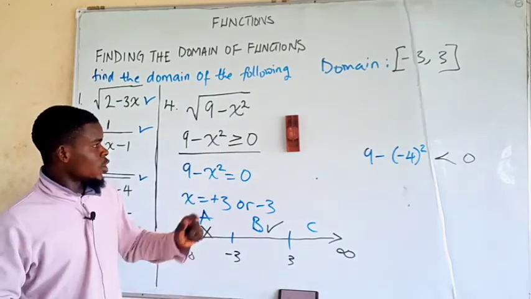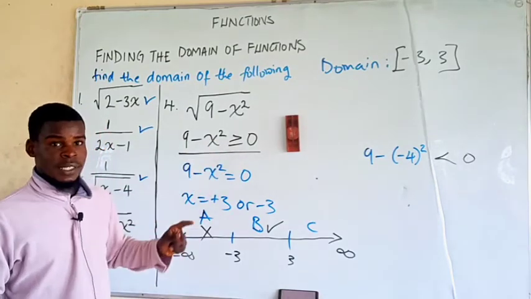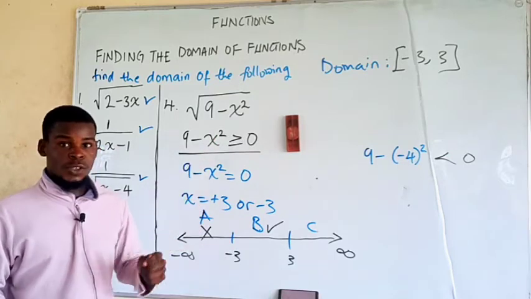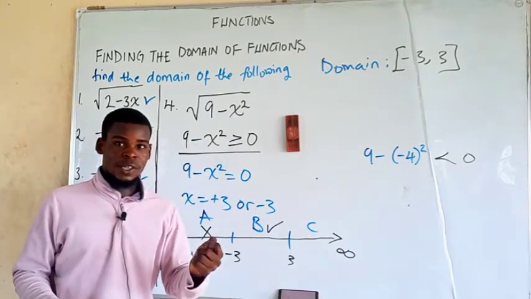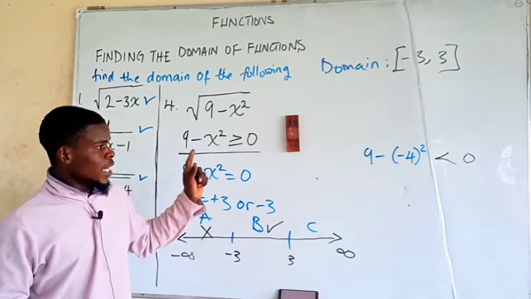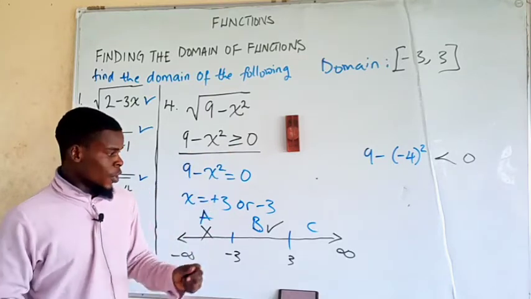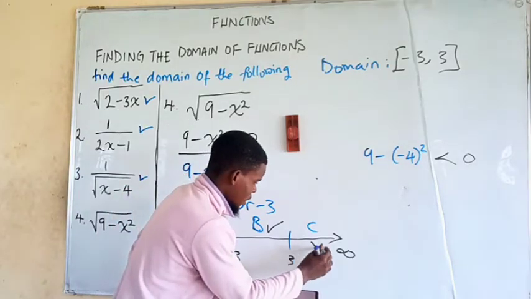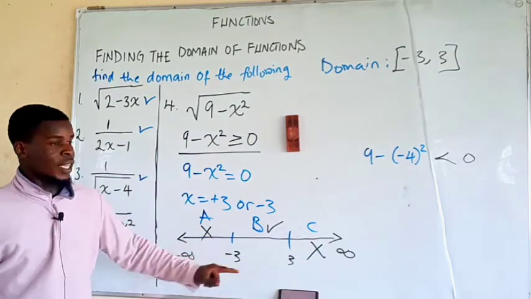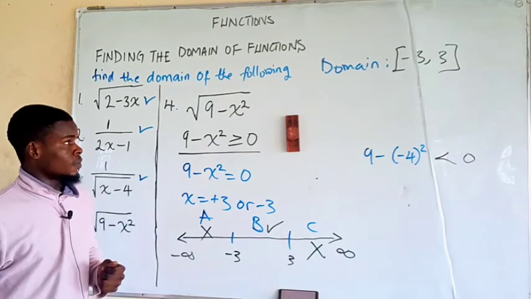Good. If we just plug in 4 here, we're going to have 4 squared, which is 16, and 9 minus 16 is going to be negative. It's going to give us a negative result, that is -7. But -7 is not bigger than 0, rather it is less than 0. Which means that this interval does not satisfy. So the only interval is B, and that is the domain of that given function.